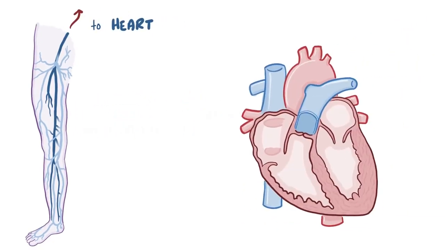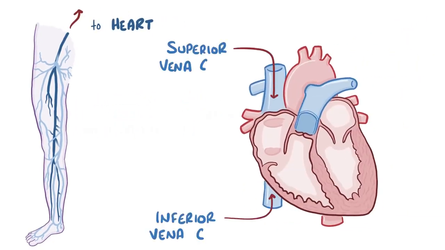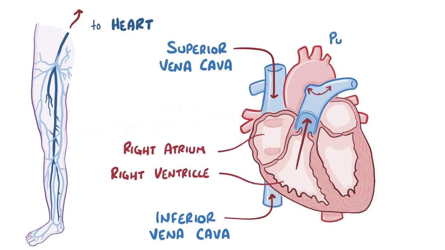Ultimately, all the blood ends up in the superior or inferior vena cava and dumps into the right atrium. From there, the blood goes into the right ventricle and gets pumped into the pulmonary artery, and eventually to the lungs.